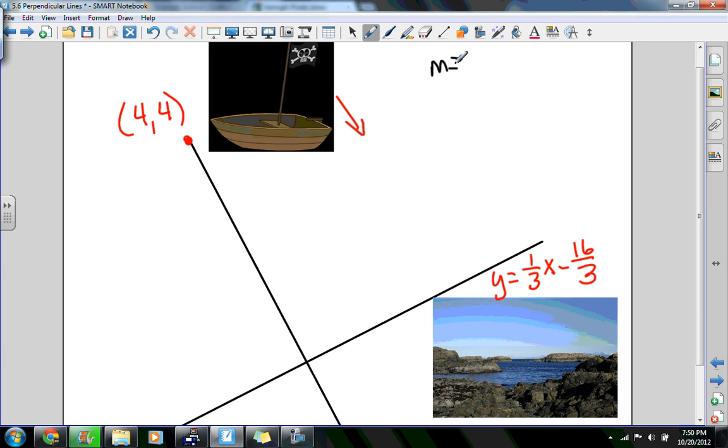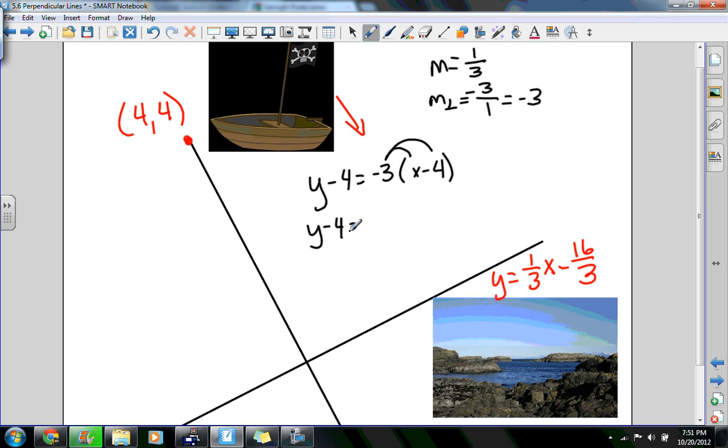So our slope for our original shoreline was 1/3. Our slope for our new equation will be 3 over 1 with a negative attached, simplified down to be negative 3. Our equation then is y minus 4 is equal to negative 3, parentheses, x minus 4. And now, if you've forgotten how to turn this in, we'll turn this into slope-intercept using the distributive property. Y minus 4 is equal to negative 3x plus 12, because negative times negative. We add 4 to both sides. So our nice simple equation will be y equals negative 3x plus 16.